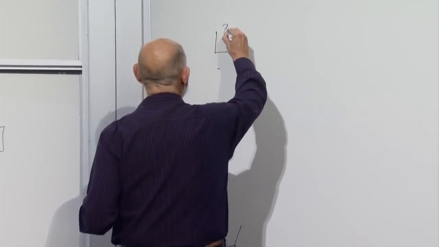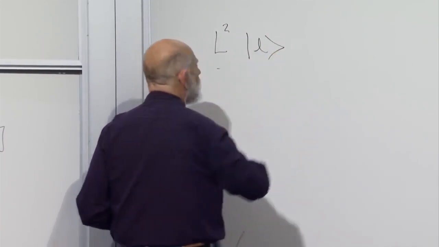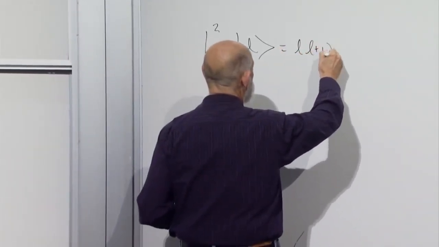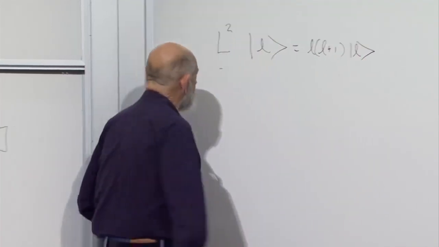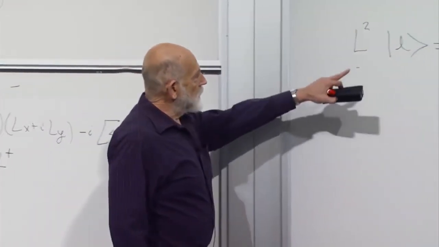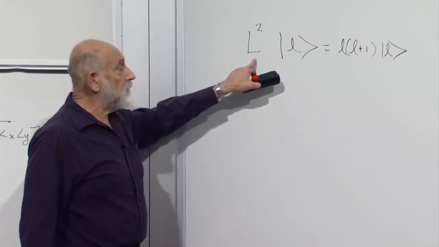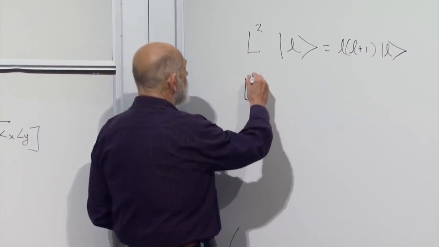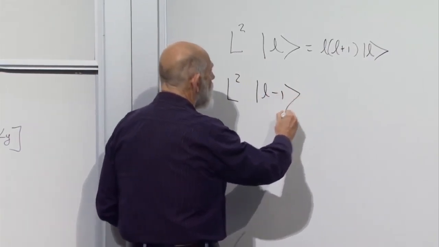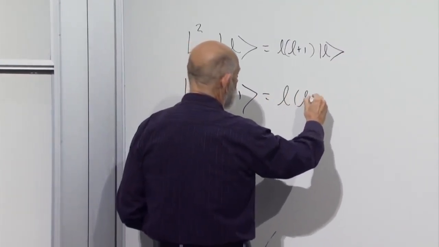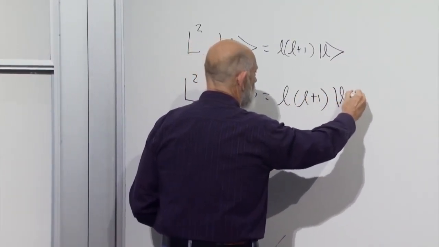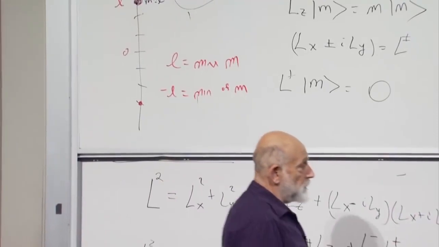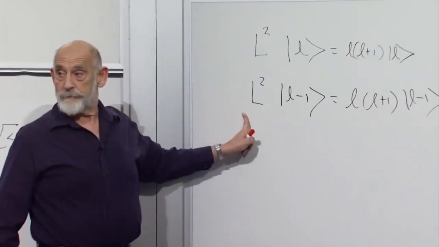What we've shown is that L squared on the maximum eigenvector is equal to L times L plus 1 on L. In other words, this eigenvector here happens also to be an eigenvector of the square of the angular momentum. Next step, I would like to show that L minus 1 also equals L times L plus 1 times L minus 1. In other words, that the next state down has exactly the same value for L squared.